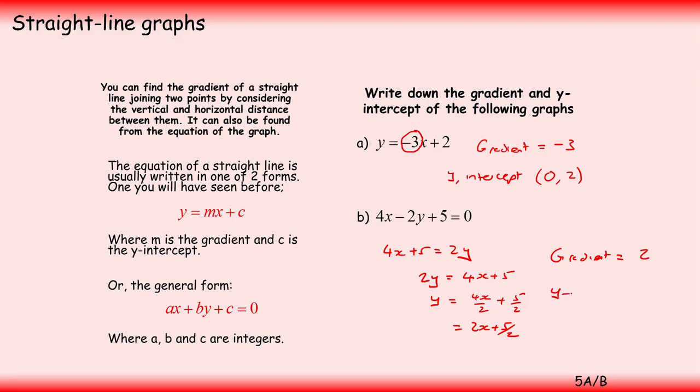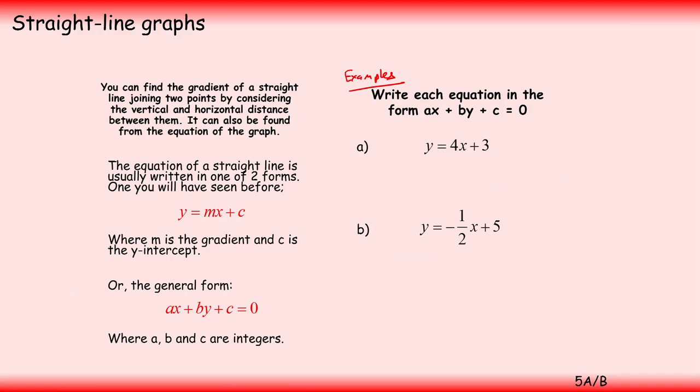And the y-intercept is equal to, well, its coordinates, if I just put this as brackets here, it's going to be 0 and 5 over 2, which is where it intercepts the y-axis. Good. Make some notes. We'll have a look at a couple more examples then.